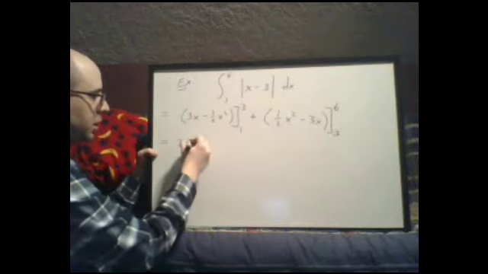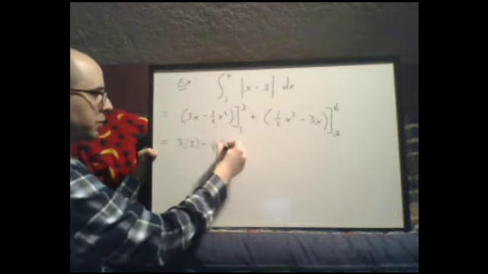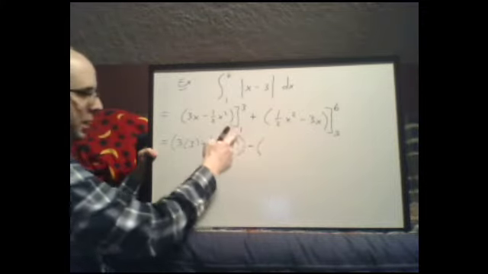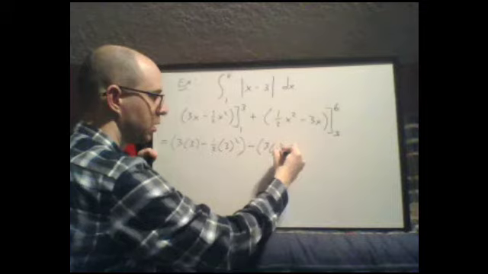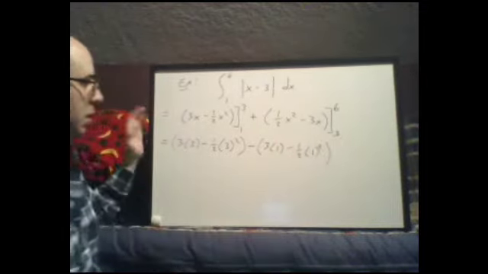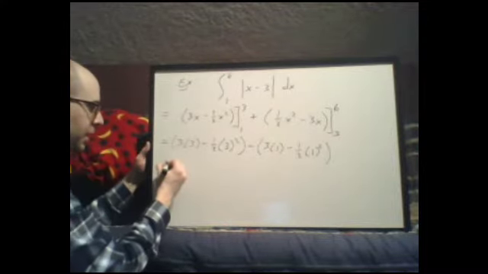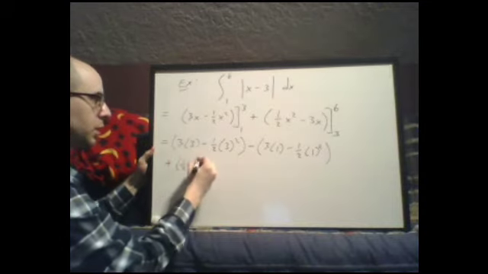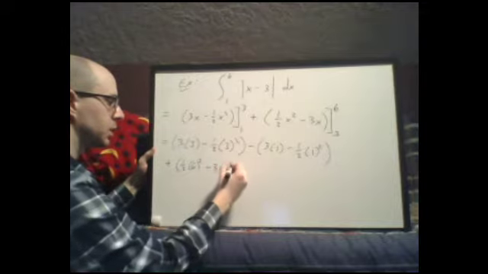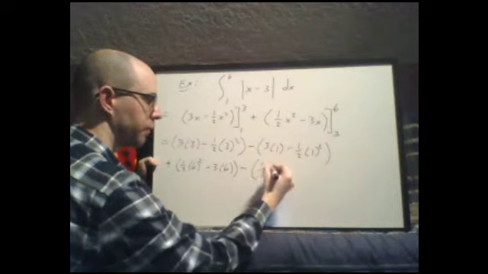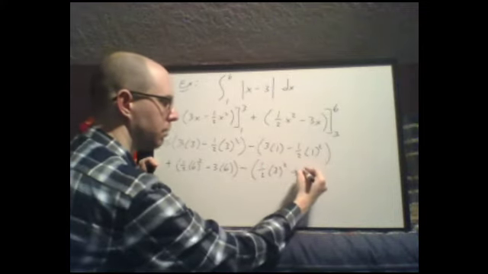We got 3 times 3 minus 1/2 3 squared, minus, now plug in 1, 3 times 1 minus 1/2 1 squared. So that's this part. And I'm going to add 1/2 6 squared minus 3 times 6 and minus 1/2 3 squared minus 3 times 3.